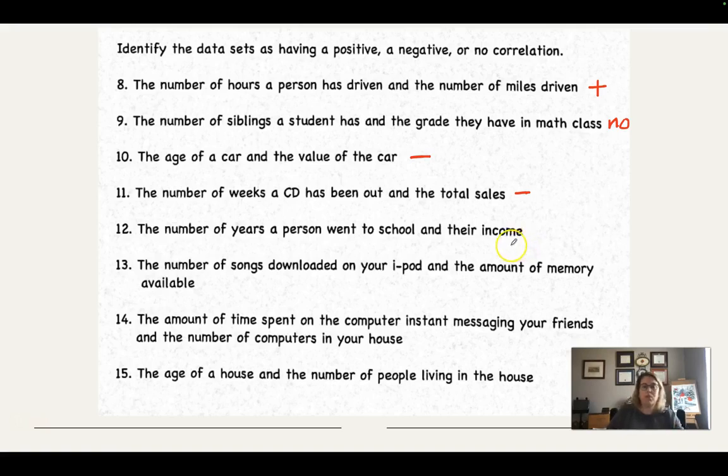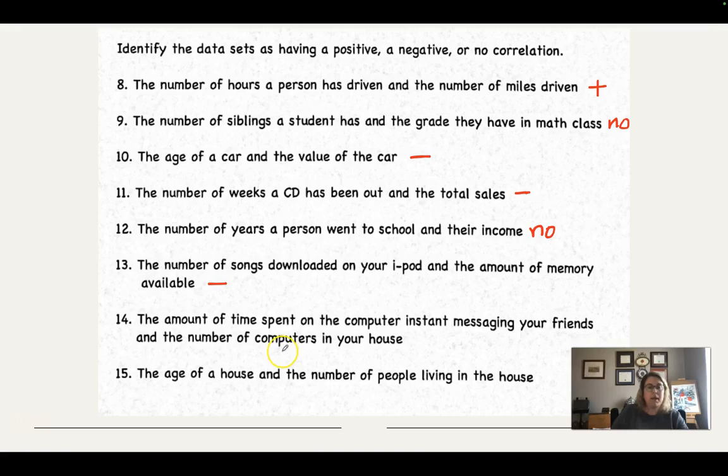The number of years a person went to school and their income should be positive. However, that's not guaranteed. So I'm actually going to say no correlation, because depending on what your job title is, your income may not be as high as somebody who maybe didn't go to college at all, but they've got a trade that they're involved in. So it doesn't necessarily matter. The number of songs downloaded on your iPod and the amount of memory. So the more you put onto your phone, your iPod, whatever, the less memory you have. So that's a negative correlation.